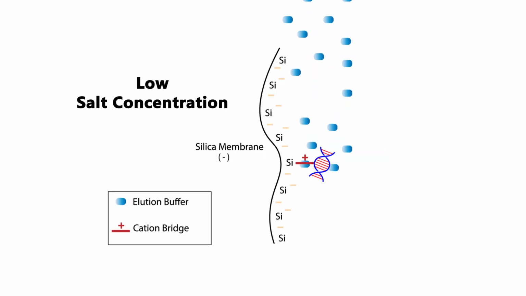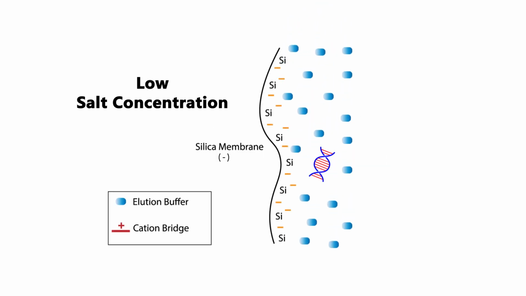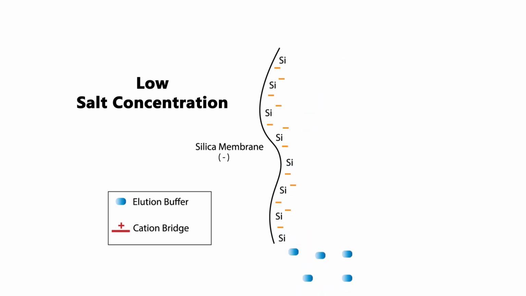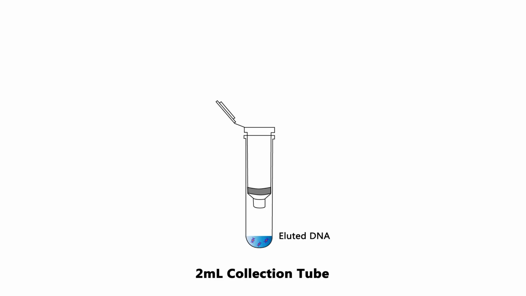High pH and low ionic strength buffers are often used to elute DNA, as the silica surface will have a stronger negative charge at higher pH due to higher levels of hydroxide groups, resulting in an increase in repulsion between the DNA and silica surface. We will now have the eluted DNA that is pure enough for use in PCR.